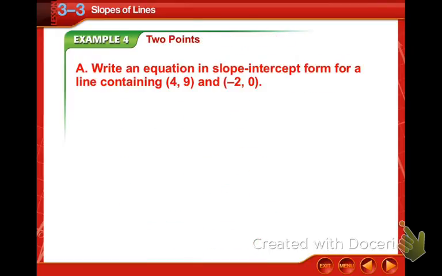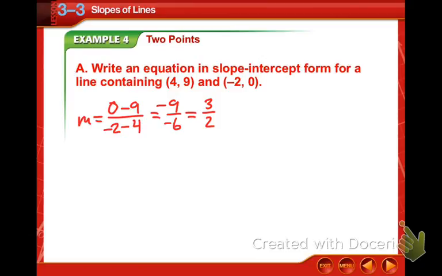So here we're given 2 points, and we want slope intercept form, so we need to find our slope. Then we'll use point slope form, plug in one of these 2 points, it doesn't matter which one, and get it in slope intercept, simplifying it just like we just did. So our slope, 0 minus 9 over negative 2 minus 4. So negative 9 over negative 6, which simplifies to positive 3 over 2.